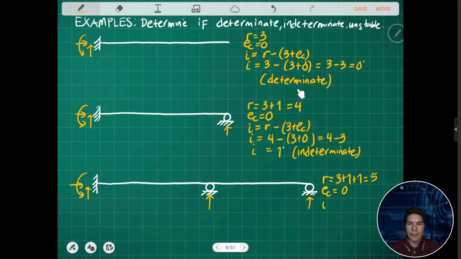And we have I, that is R minus 3 plus EC, so we get 5 minus 3 plus EC. So we have 5 minus 3, therefore we have 2 degrees indeterminate.